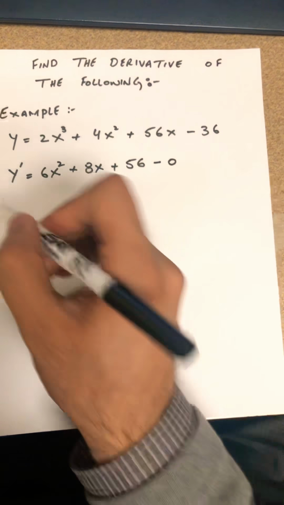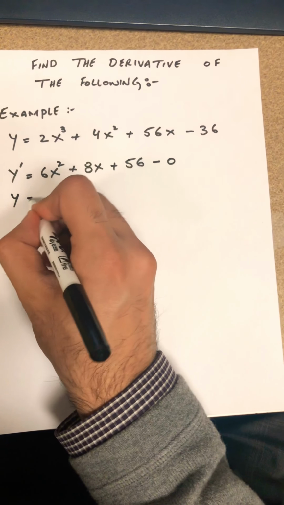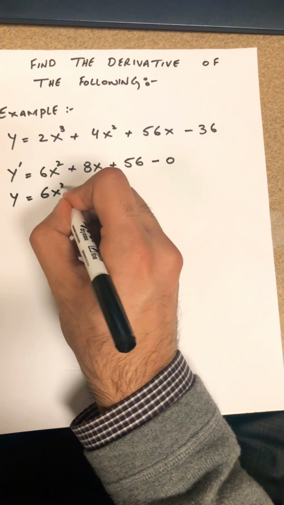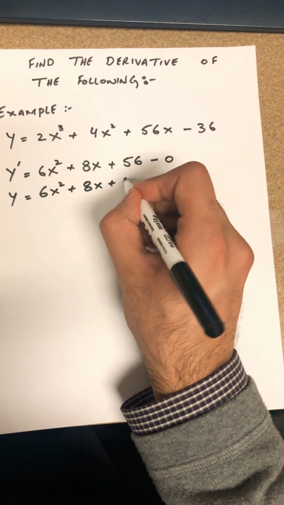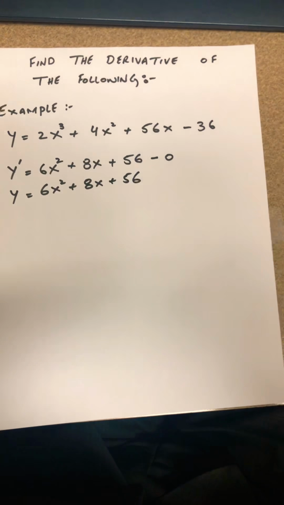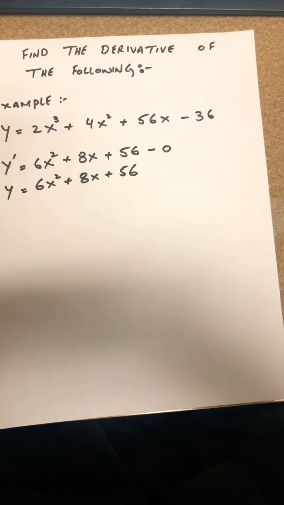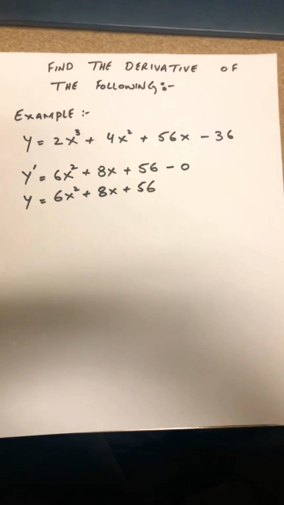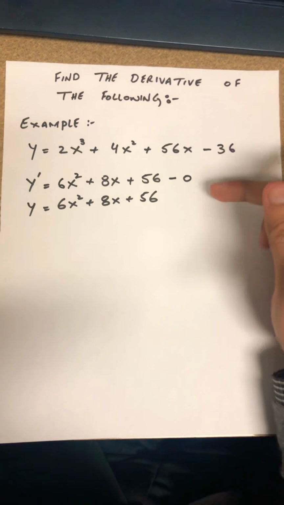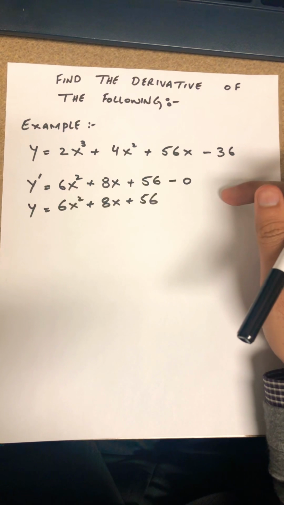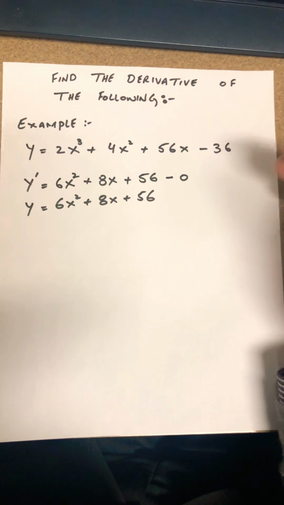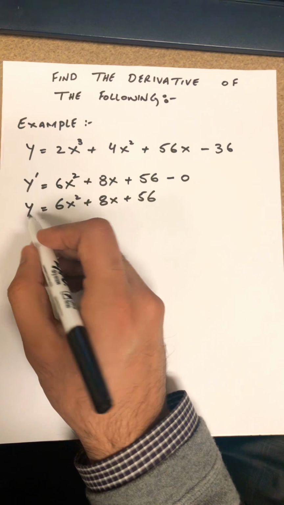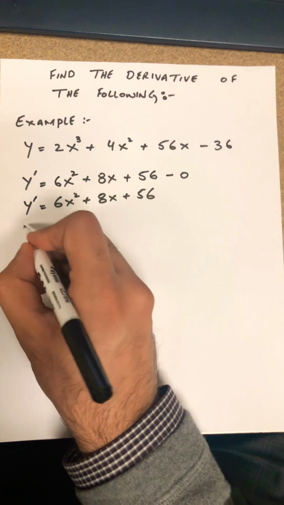So we can clean this up and write it again, and we'll be left with the same thing without the 0. So now we've got the first derivative. Now we need to see how many times we can take the derivative of this until we get a value of 0 or a constant. So we're missing that prime.